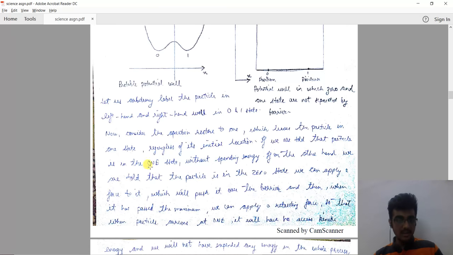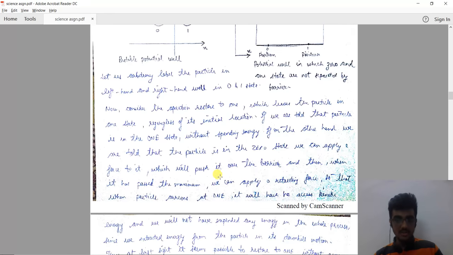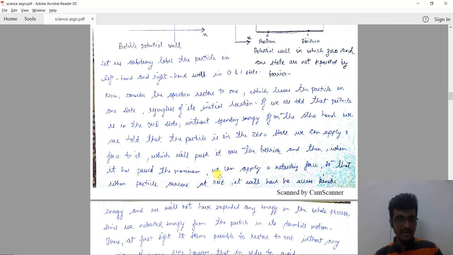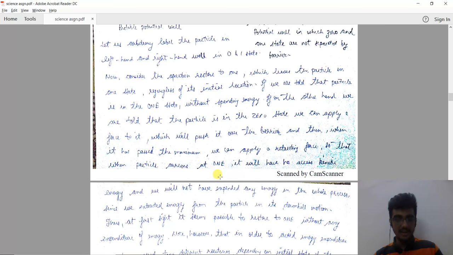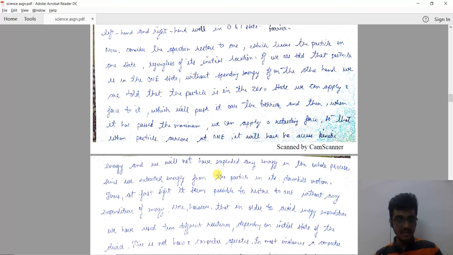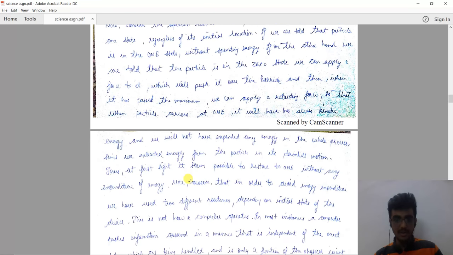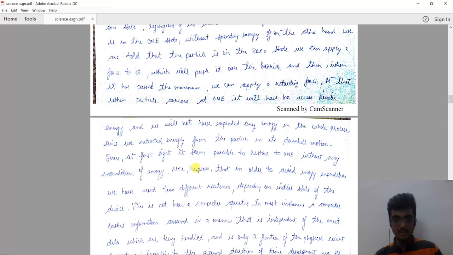If we are told that the particle is in the 1 state, we do nothing, spending no energy. If, on the other hand, we are told that the particle is in the 0 state, we can apply a force to it which will push it over the barrier, and then when it has passed the maximum we can apply a retarding force, so that when the particle arrives at 1 it will have no excess kinetic energy and will not have expended any energy in the whole process, since we have extracted energy from the particle in its downhill motion. Thus, at first sight, it seems possible to restore to 1 without any expenditure of energy.